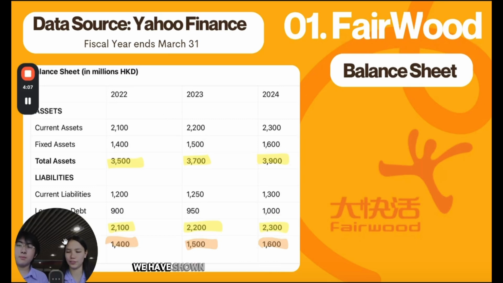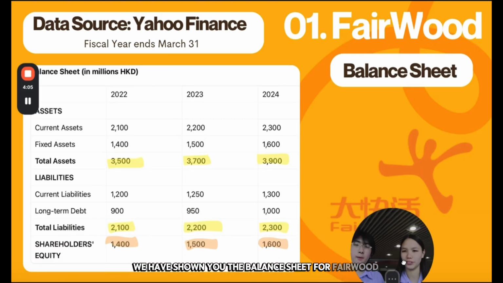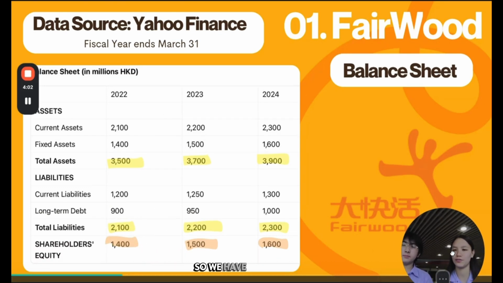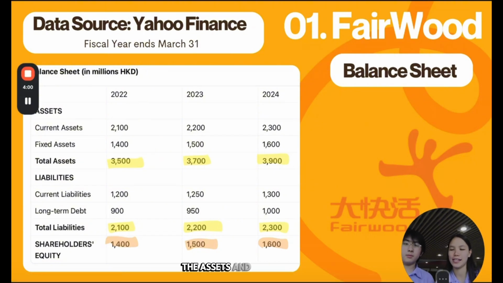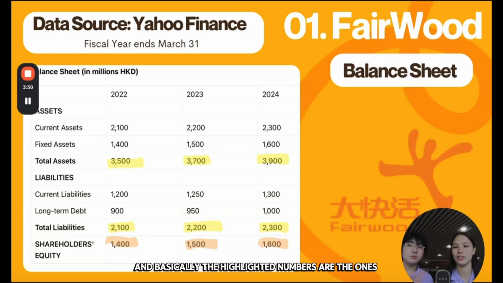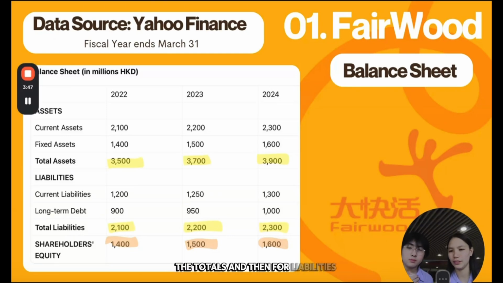Secondly, we have shown you the balance sheet for Fairwood. So we have two sides of it, the assets and the liability side. So basically we have listed out the current and fixed assets, and the highlighted numbers are the totals. And then for liabilities, we have current liabilities, long-term debt, and total liabilities. And we also have shareholders' equity.